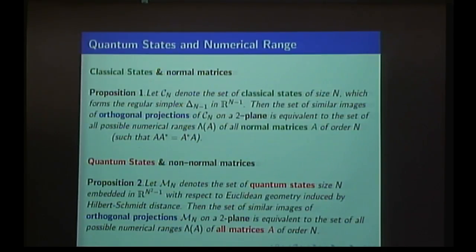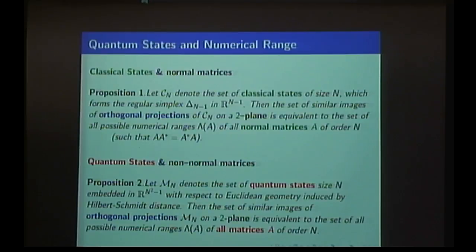You get a polygon. And the set of all possible projections of the set of classical states on the plane is equivalent, up to affine transformation, to all possible numerical ranges of all normal matrices of a given size. Now if we go to quantum states, there is a similar statement: if you fix the dimension, the set of quantum states is a ball, and the set of all possible projections of this set onto a plane is, up to affine transformation, equivalent to all possible shapes of numerical ranges of all matrices of a given size.